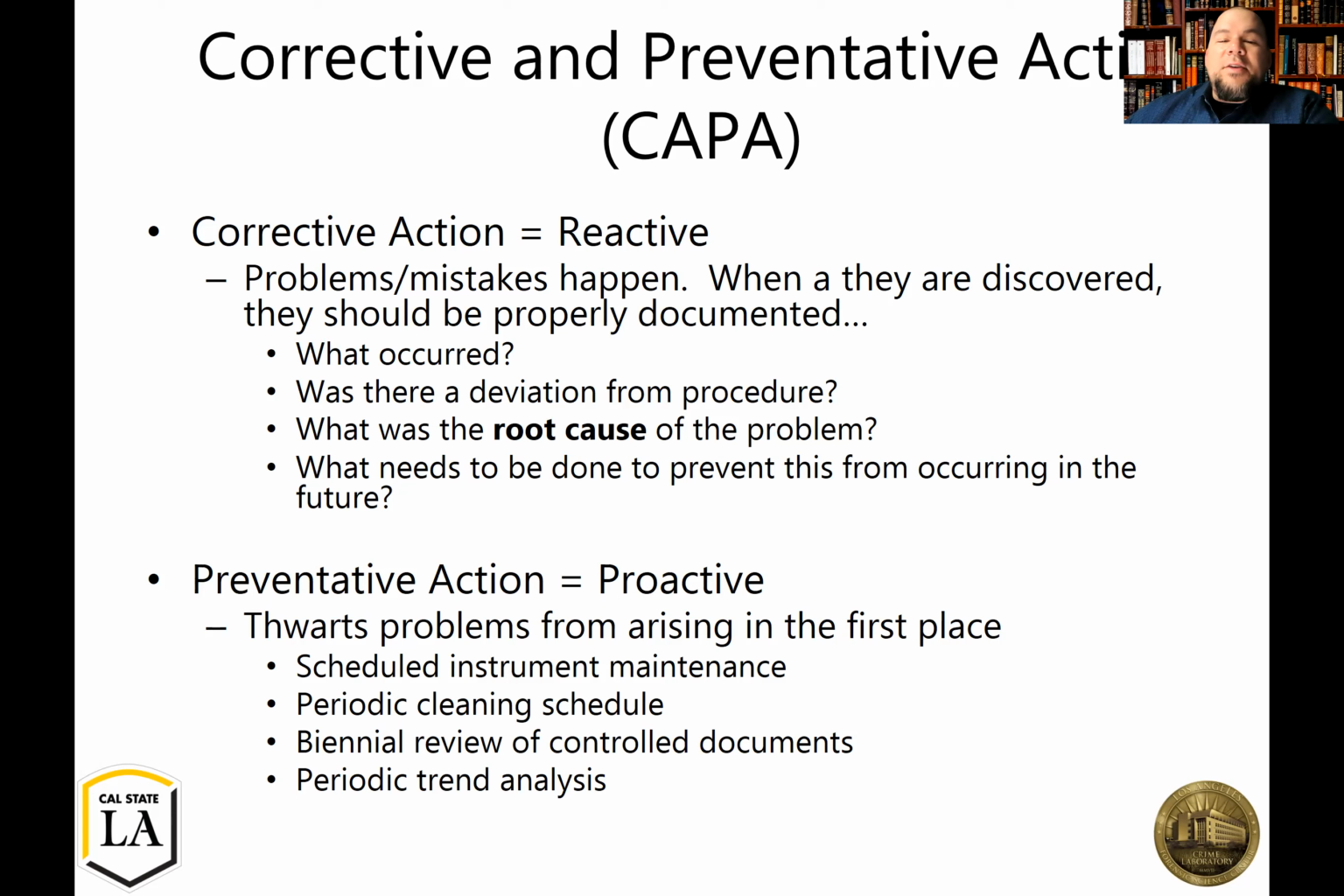Now, preventative action is proactive, right? We're going to thwart these problems from arising in the first place by making sure we have scheduled instrumentation maintenance, that we have a cleaning schedule, making sure that the sampler and the injection ports on the instrument are clean, so we have no crossover, no contaminants.